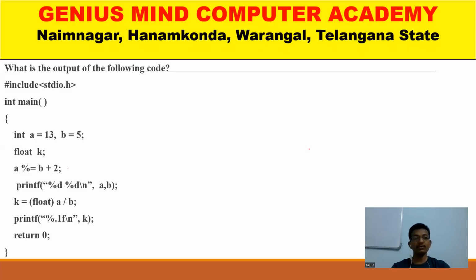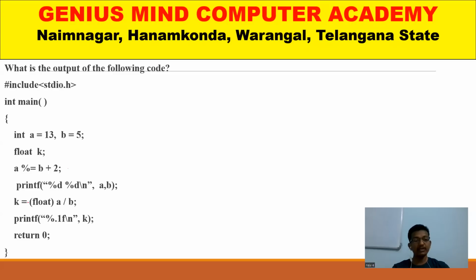Let us first look at the code. What is the output of the following code? In this, we are given two variables a and b of integer type with a value 13 and b value 5. Then we have another variable k of type float. Then we have an expression a mod equals to b plus 2. Then the next statement prints the values of a and b.